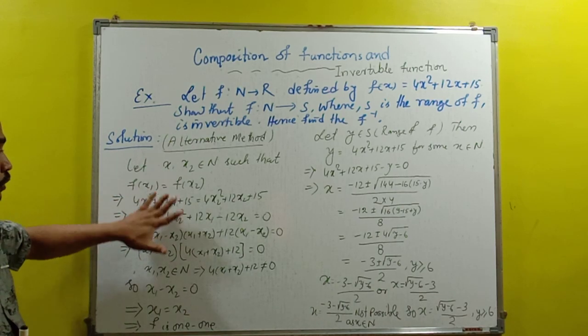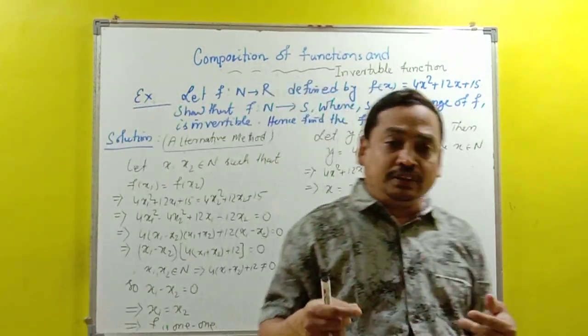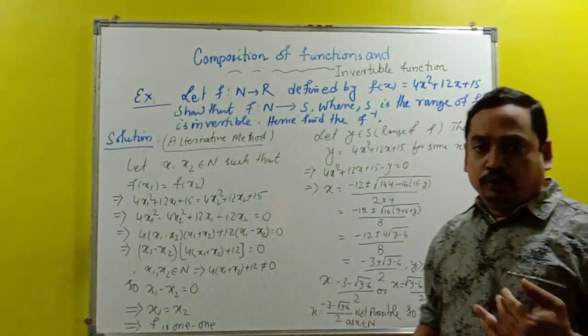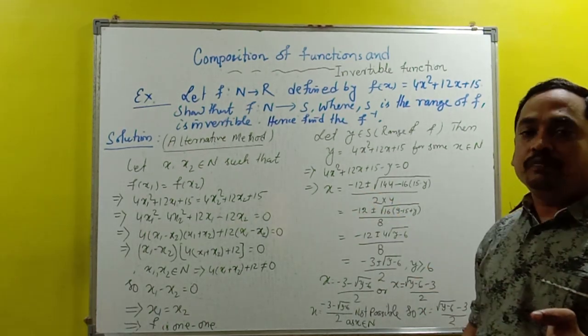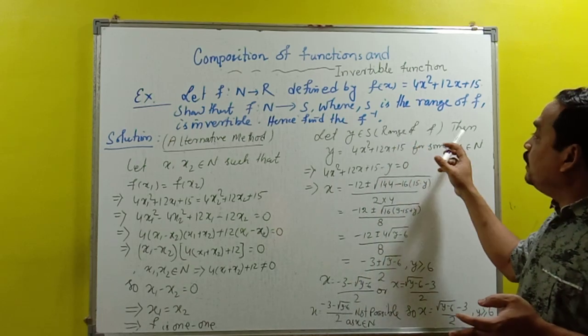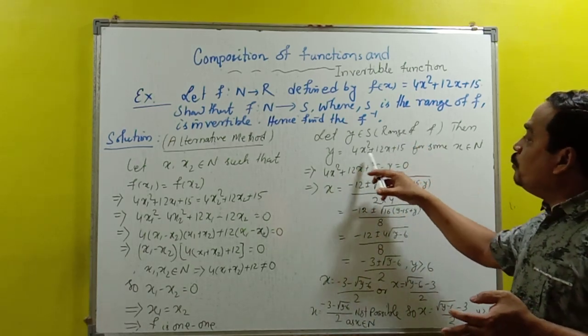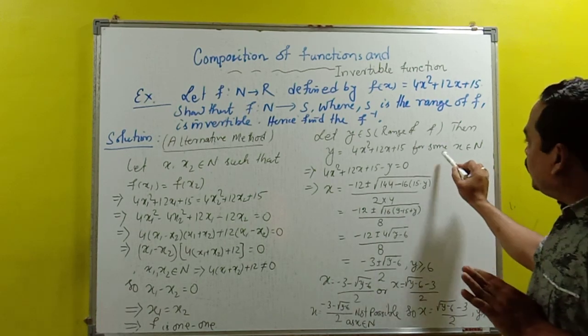Now this shows that function is 1-1. Another part we will go to, that is the function is onto. onto के लिए वर्किंग रूल जो बताया था, let y is equal to f of x. Here let y belongs to S, S is the range of f, then definitely y is equal to 4x square plus 12x plus 15 for some x belongs to N.